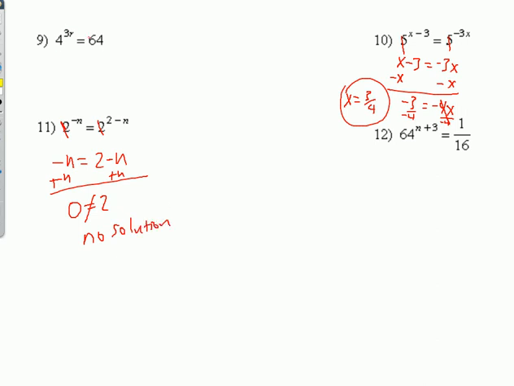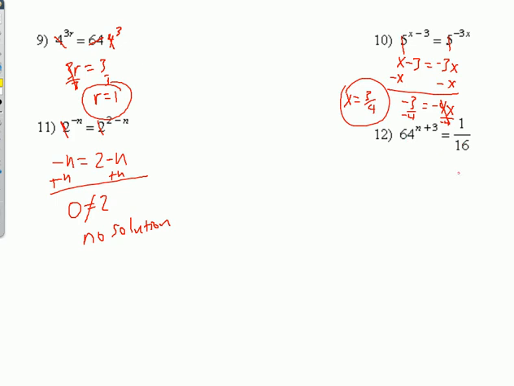All right, 4 to the 3r equals 64. Well, 64 is on my table. It's 4 to the third power. So now I can cancel out. So I remove the bases, now that they're the same, and I got 3r equals 3. I'm going to divide by 3 to get r by itself, and r equals 3 over 3, or just 1.